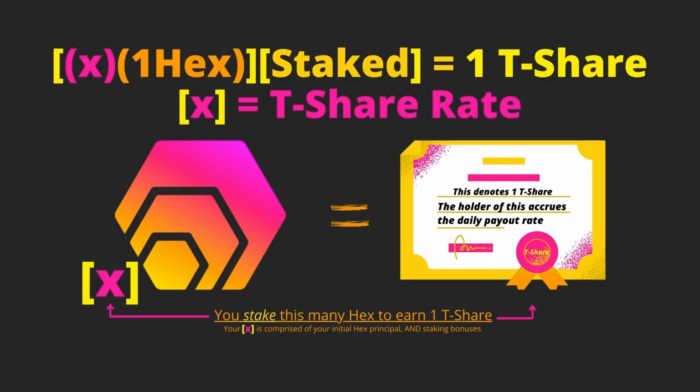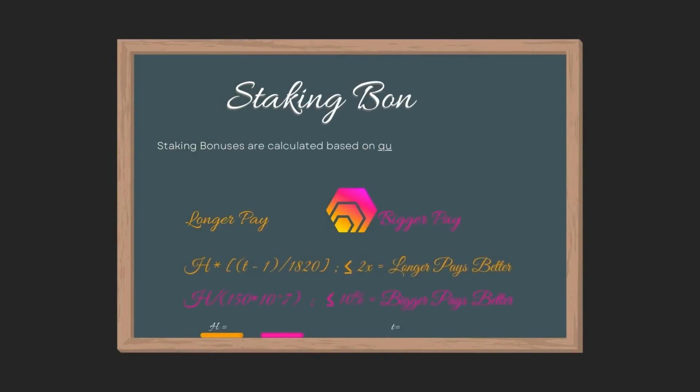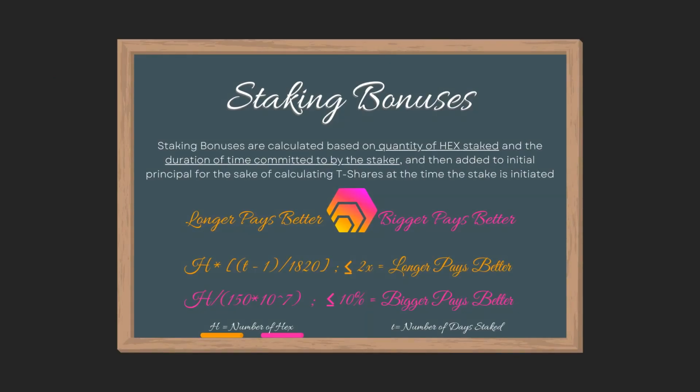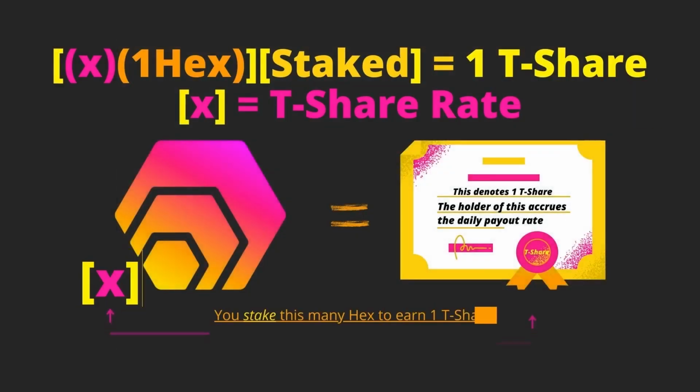It is important to note here that it is possible to own a fraction of a T-Share. Below are the equations and relative limits to the bonuses the smart contract calculates to determine how many Hex will be added to the initial principal. Summing together the initial principal of Hex as well as the total bonus value of Hex will determine how many T-Shares a staker receives at the time their Hex is burned. The cost of a T-Share is referred to as the T-Share rate.